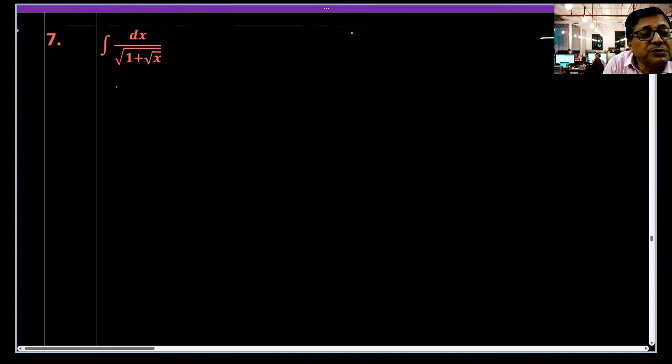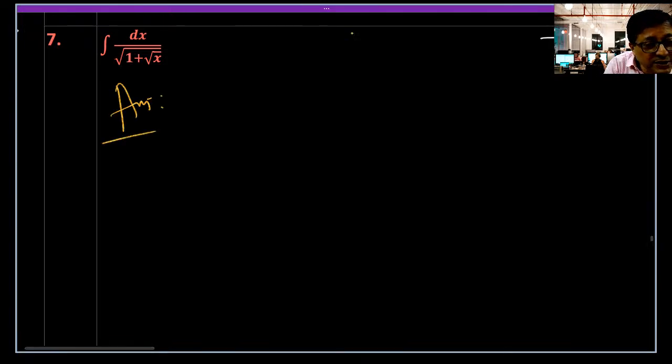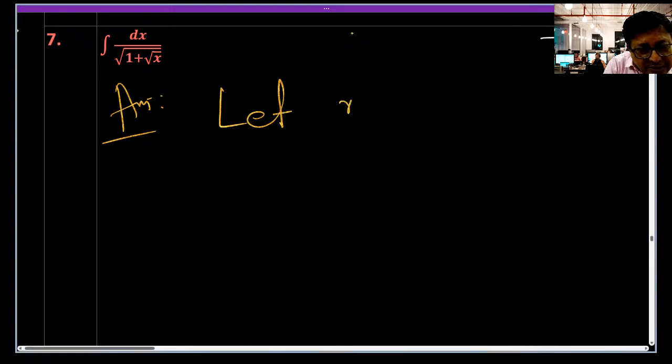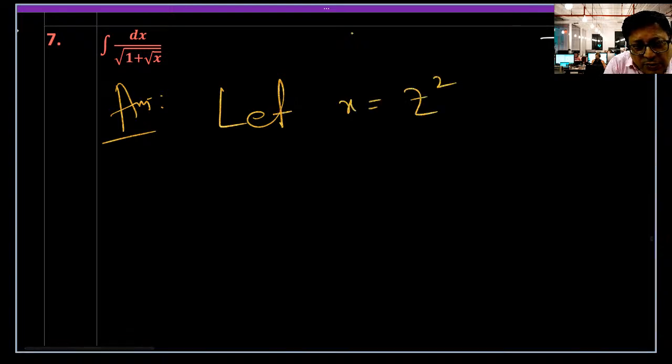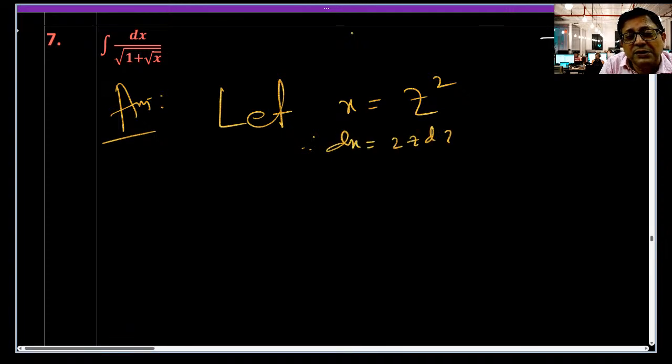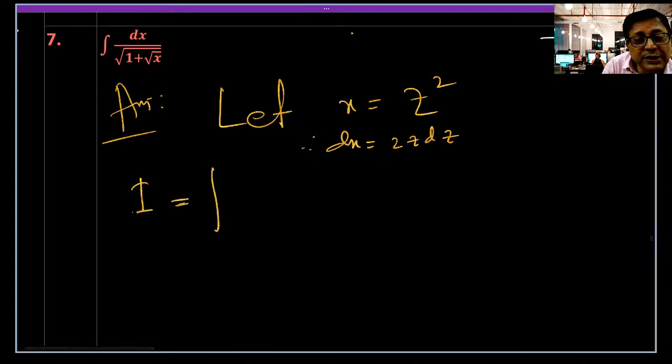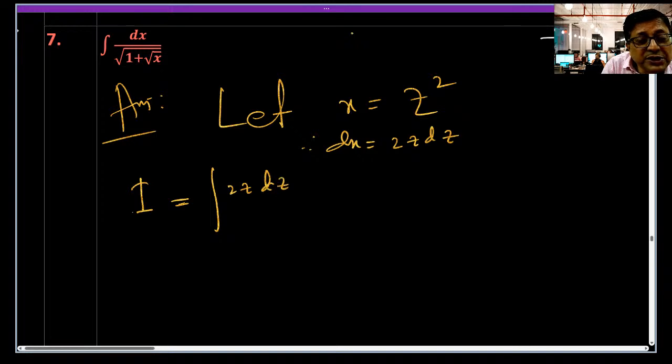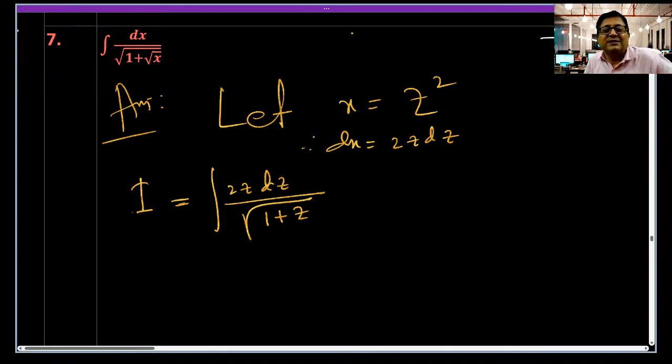What? x equal to z square. Just do it. Let x equal to z square. So dx is what? 2z dz. So I is going to be 2z dz by 1 plus z, because root x will be z only. Now take 2 outside. And this z you write z plus 1 minus 1.